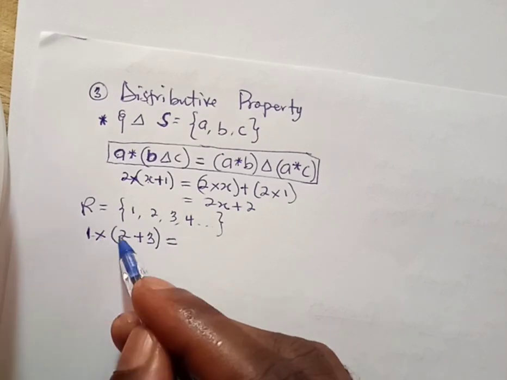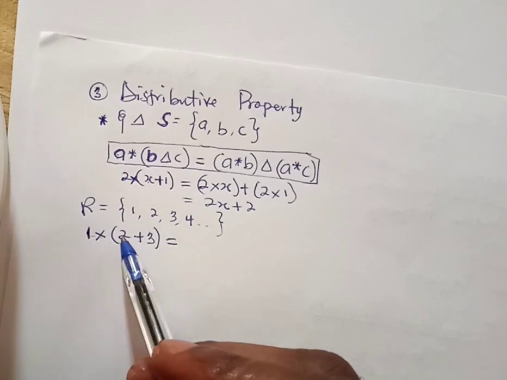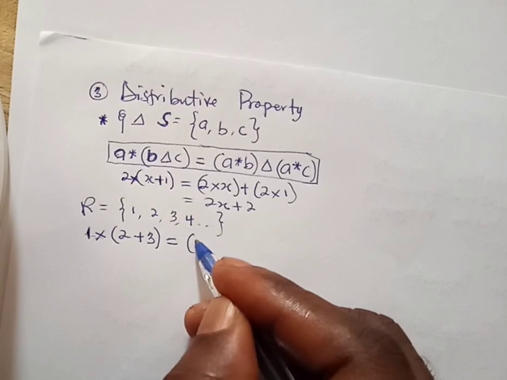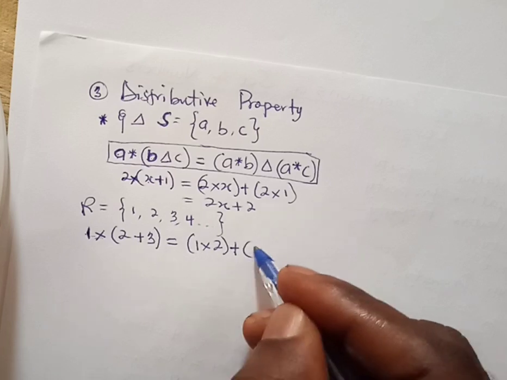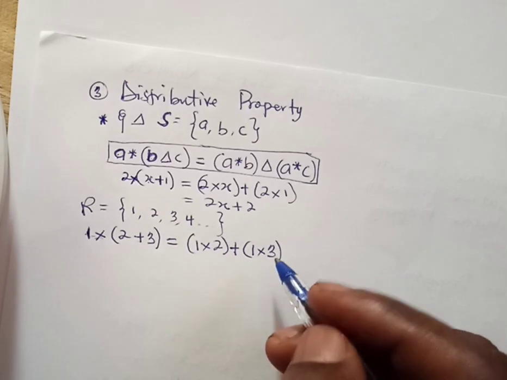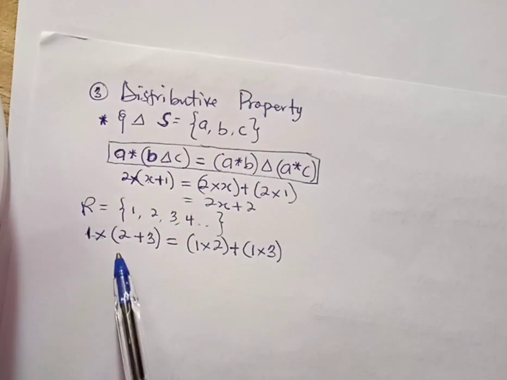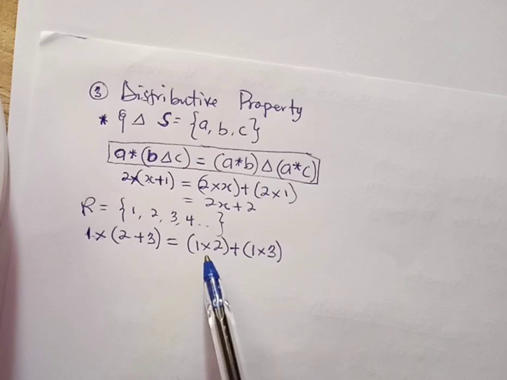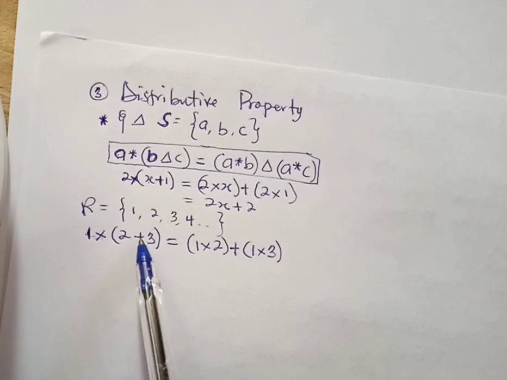So let's open the bracket because that is what that property is saying. So the 1 will operate with 2 and at the same time 1 will operate with 3. So I can have 1 times 2 plus 1 times 3. All right. So what this property is saying is that if I work out this, the answer I get, if I work the other side also, if I get the same answer, then we can conclude that this multiplication sign is distributive over addition.